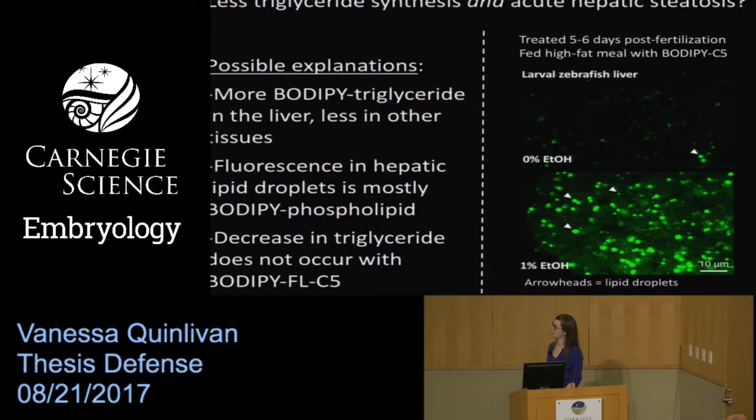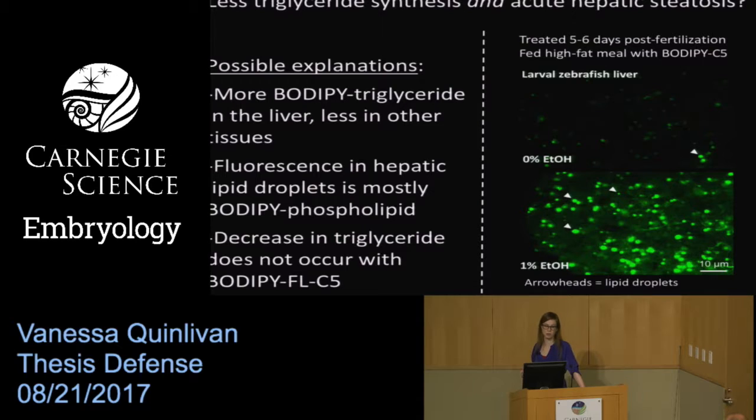Now, one thing that I want to point out, you may have noticed we get acute hepatic steatosis and less triglyceride synthesis from dietary fatty acids in the same model. This may seem contradictory, but what I want to point out to you is that the larval zebrafish liver is tiny compared to the rest of the body. When we look at a whole body lipid composition on an HPLC trace, the liver accounts for a negligible portion of it. So what I think is going on here is that we're seeing more triglyceride or more cholesterol ester in the liver and less in other tissues. So they're making less of it, but it's being pulled into the liver.